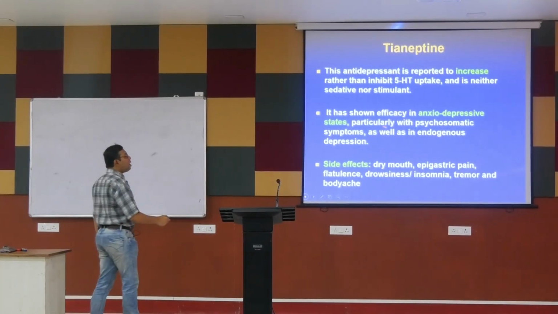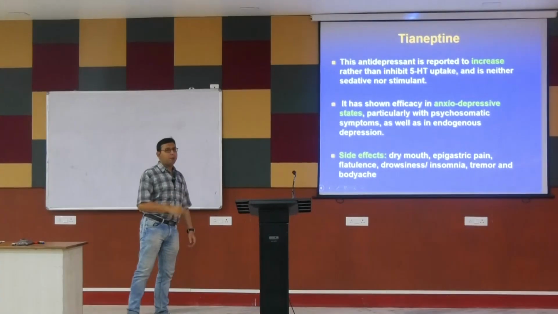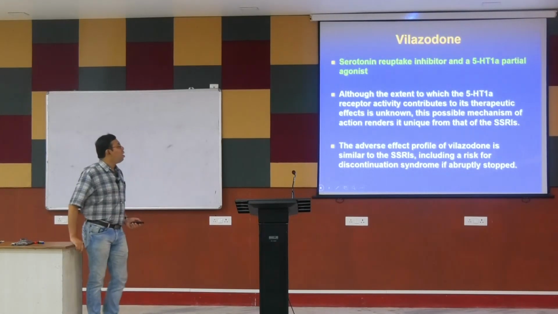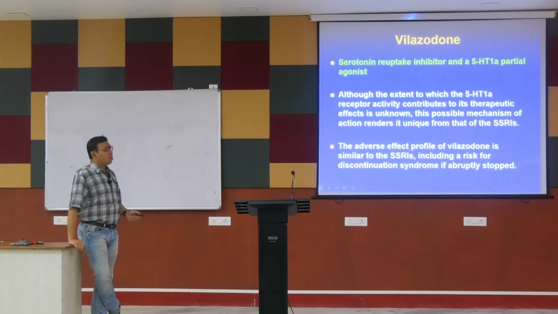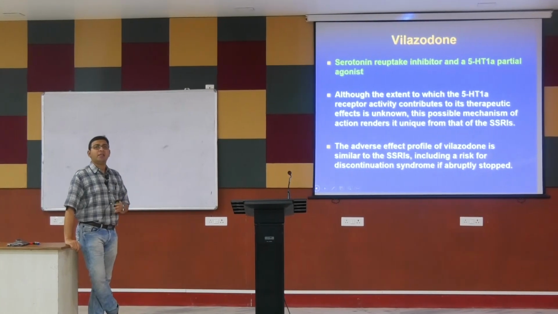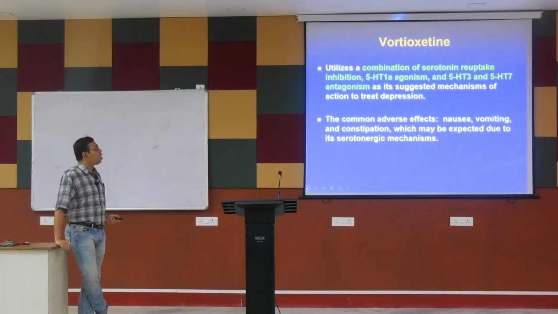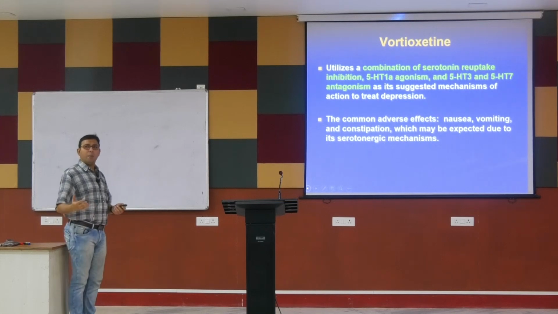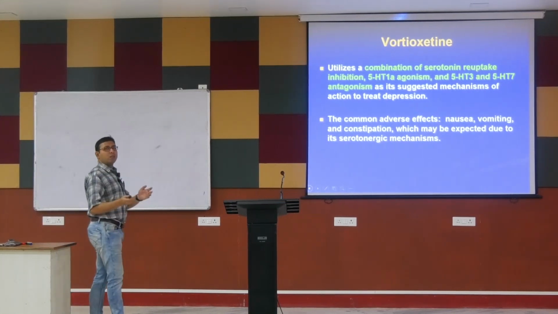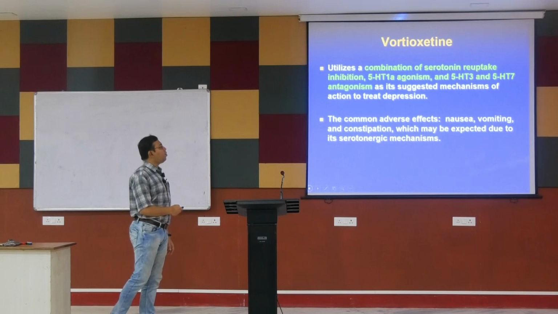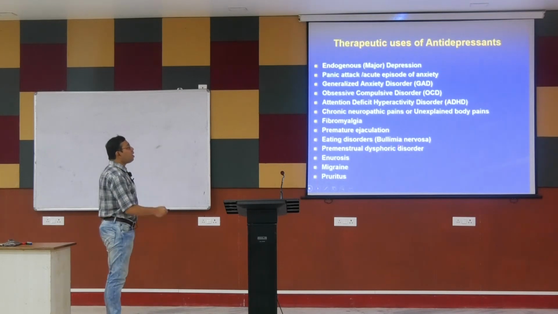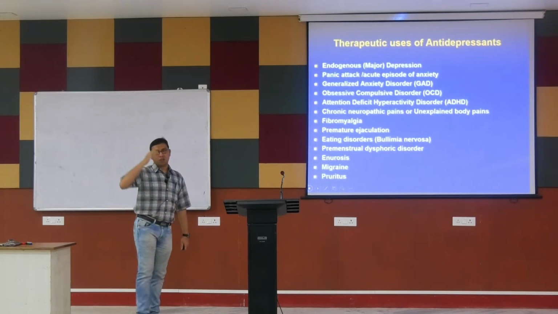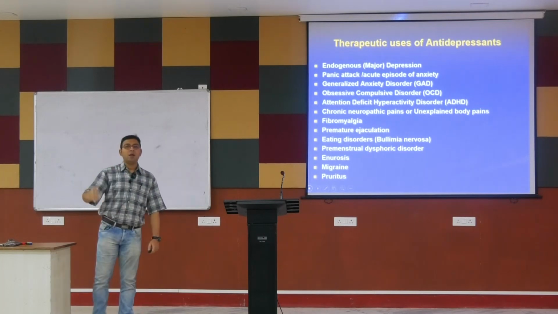Tianeptine is used mainly in anxiodepressive disorder. Just remember the name, details are not required. Vilazodone is a newer one, used similar to the SSRIs. Vortioxetine, just remember the name, is another newer one because the side effects are lesser and it is used in similar types of cases. So these are the therapeutic uses of the antidepressants that we are discussing.